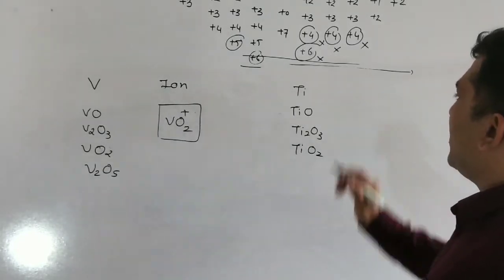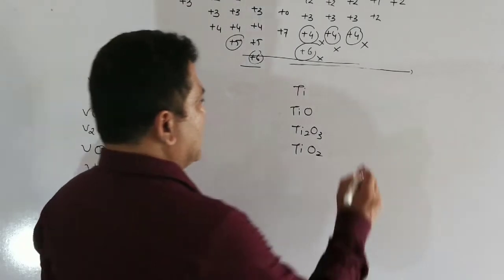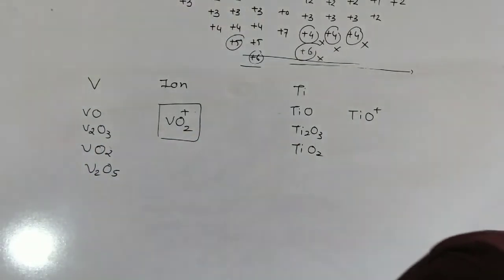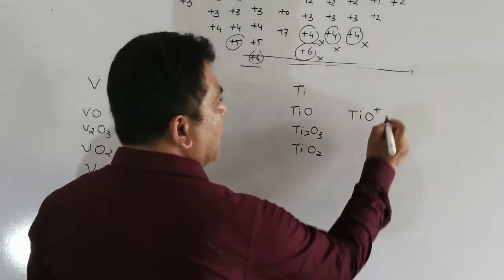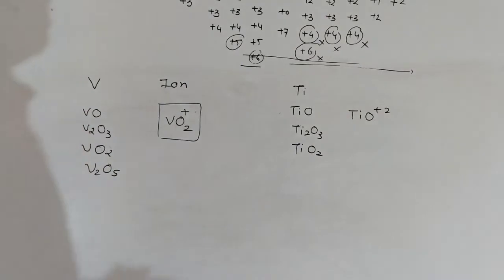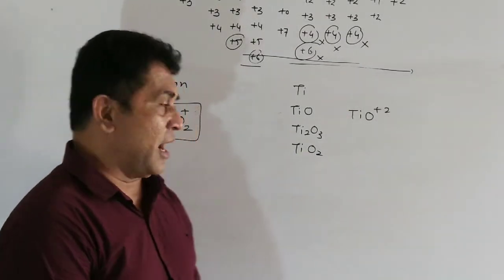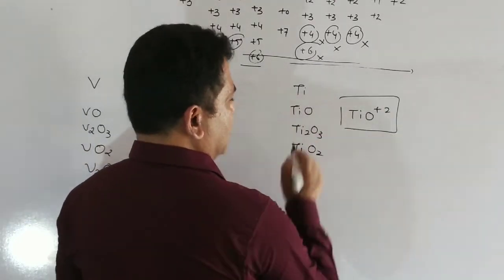As well, titanium is also producing a positive ion, and it is the famous TiO+2. TiO+2 is the famous titanium positive ion, and both are stable. These both ions are stable.